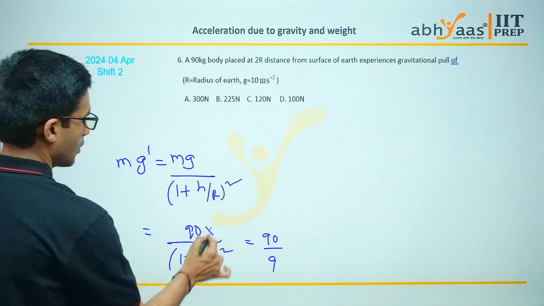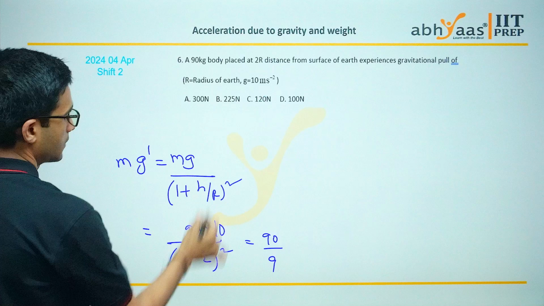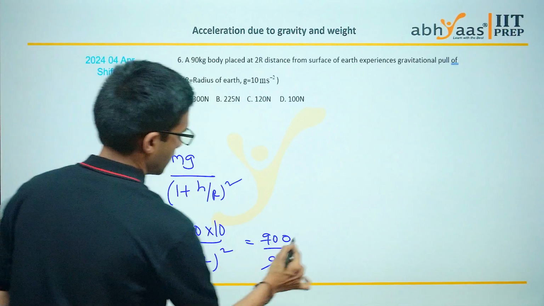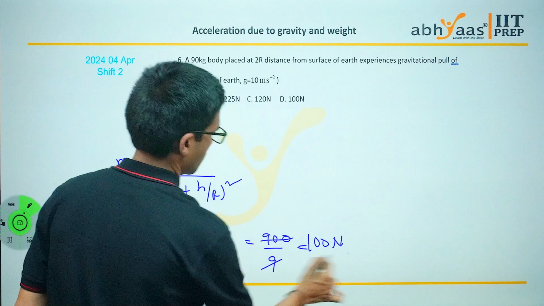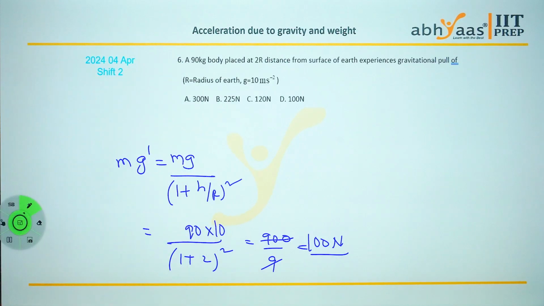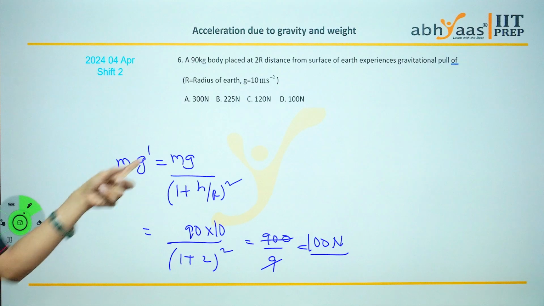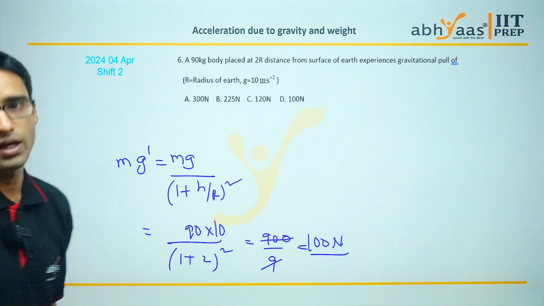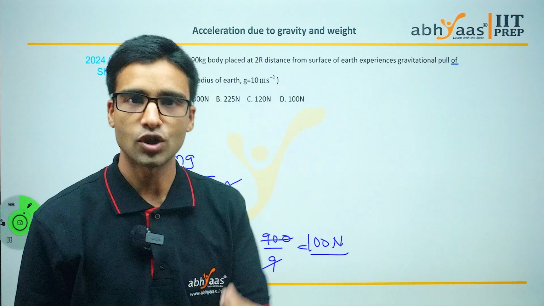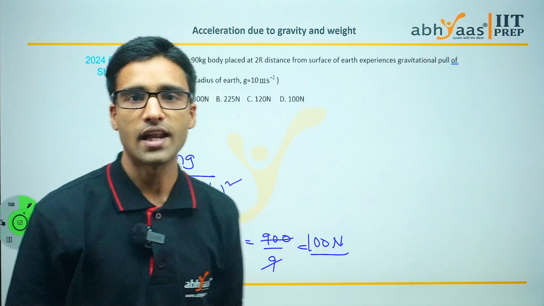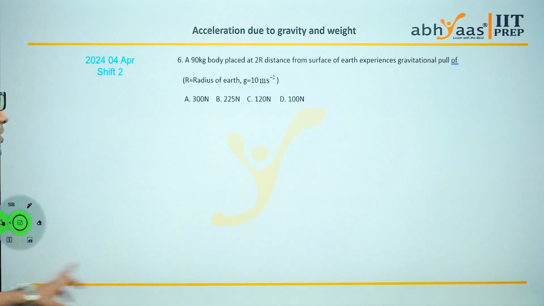Kg into 10, also you have to write. 90 kg is mass, G is this one, 900 by 9, that is 100. So very simple, 100 newtons. Hardly 2 lines. If you multiply like this, you will get the direct answer. Because we need weight, we know it, no need to write, no need to have G dash. So directly you multiply M on both sides, you will get the answer. Very short way of calculating the answer.